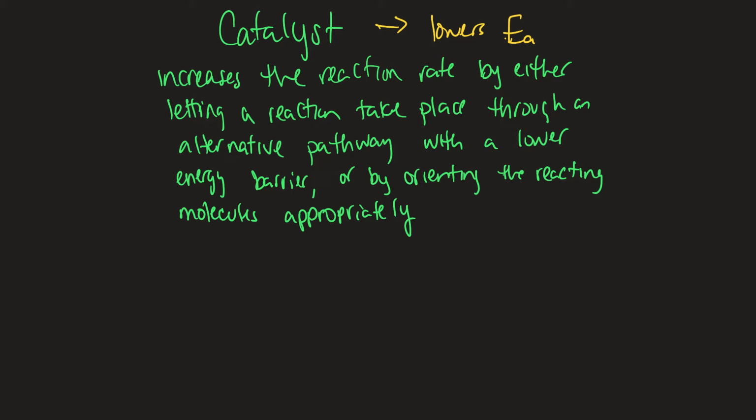Now, how does it do that? It does it in several different ways. Either the reaction goes through a different pathway, which doesn't need as much energy to take place, or it orients the reactants accordingly, so that it's much easier for the reaction to take place. A way that you could think about this is, for example, let's use an example of a reaction between two people who could potentially fall in love.